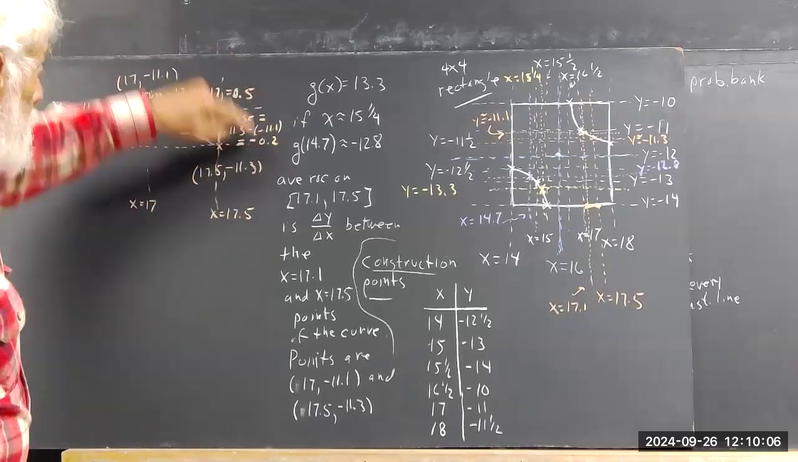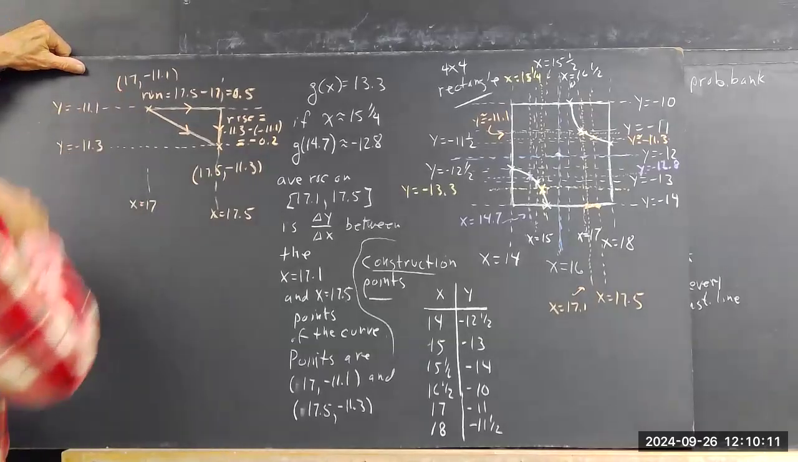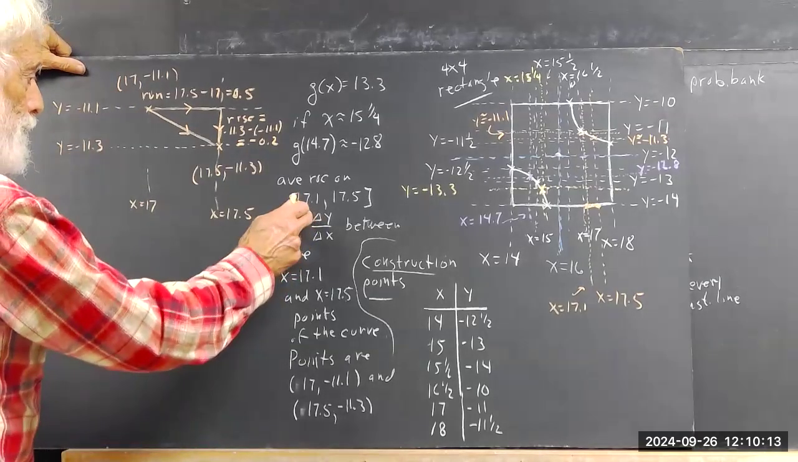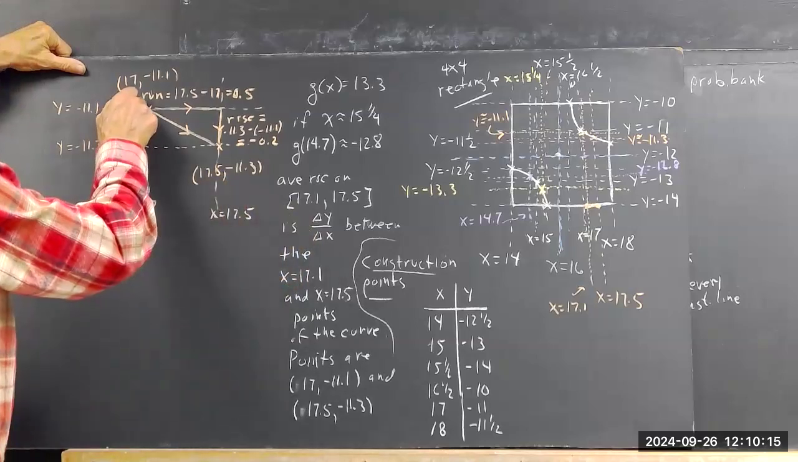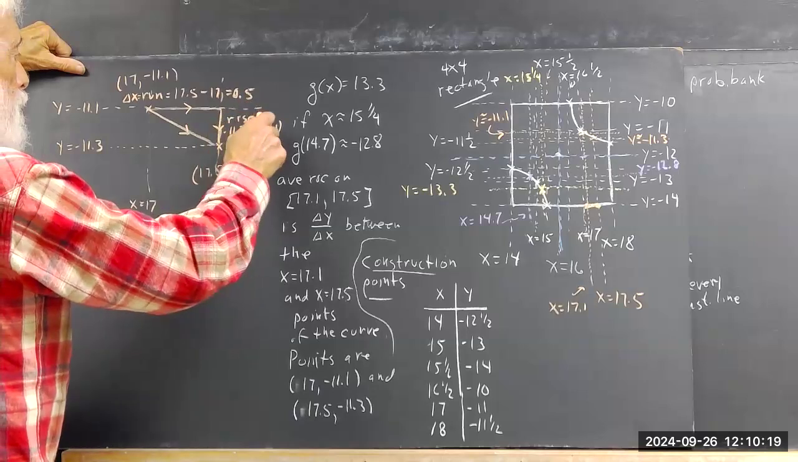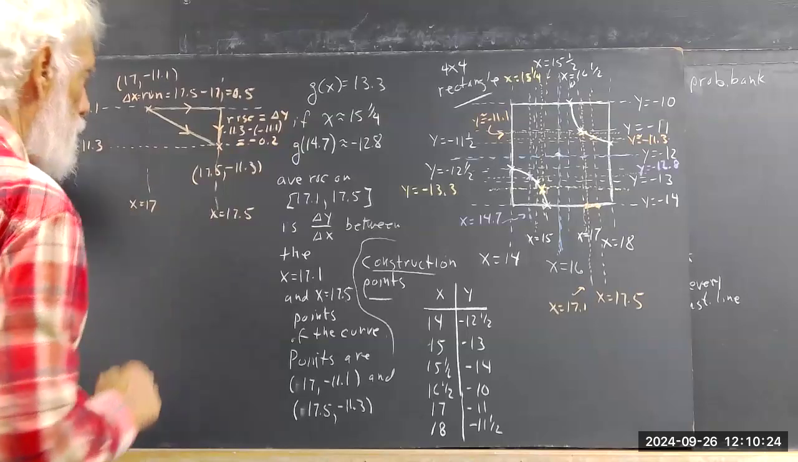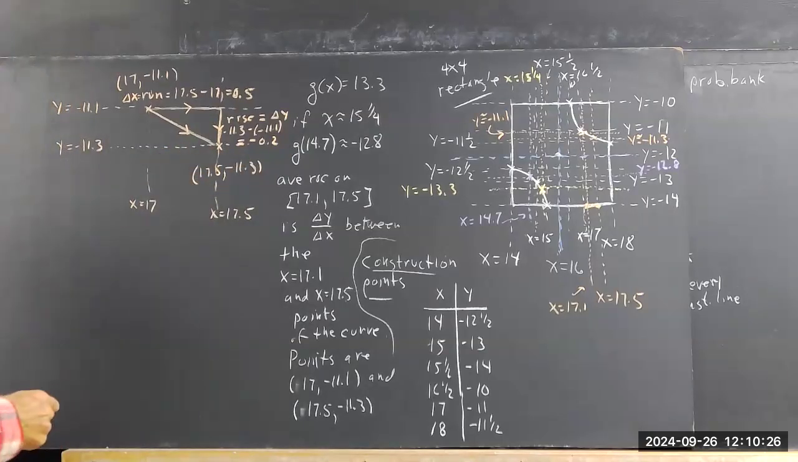Okay, so anyhow, we have the rise and the run, and of course the run is your change in the x coordinate. That's a delta x. And the rise, which is your delta y, is negative 0.2.